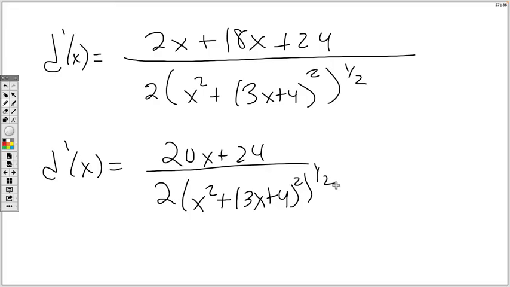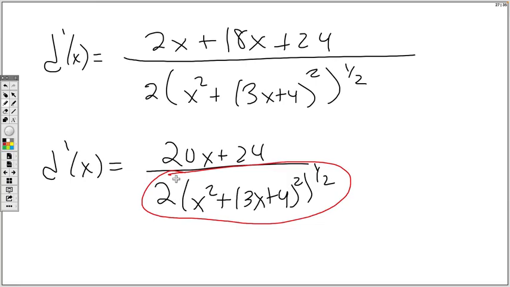And now there are no restrictions here on x. So let's take a look to see how many critical numbers we get and where they are. Is there any chance that the derivative would not exist? Let's take a look at that. Let's look at this denominator here. Is there any way for that denominator to be 0?